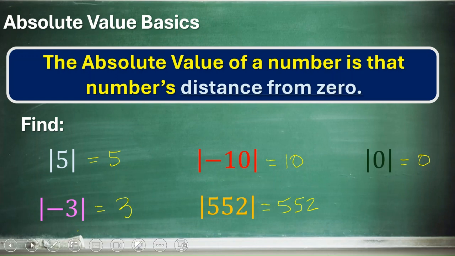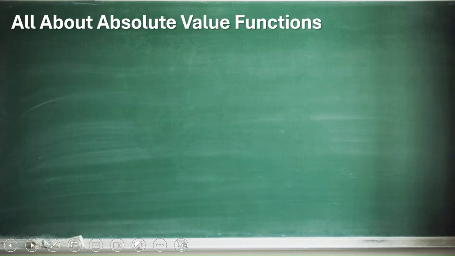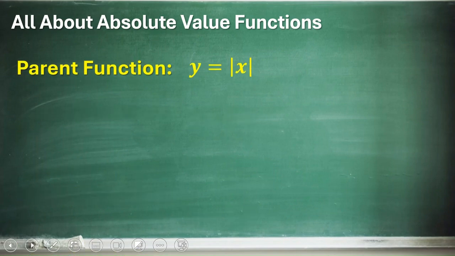Now that we have down what absolute value is, distance from zero, let's look at absolute value as a function. This is the parent function of absolute value: y equals the absolute value of x. As a reminder, a function passes the vertical line test. That means that for every x value, there is a single y value.